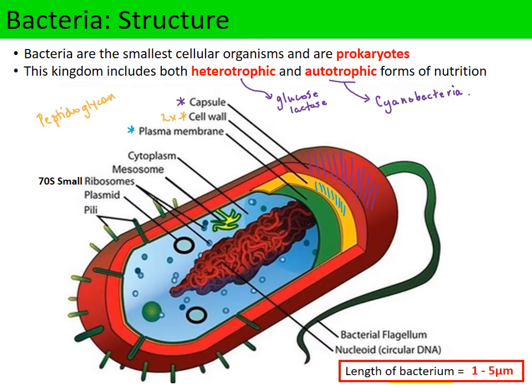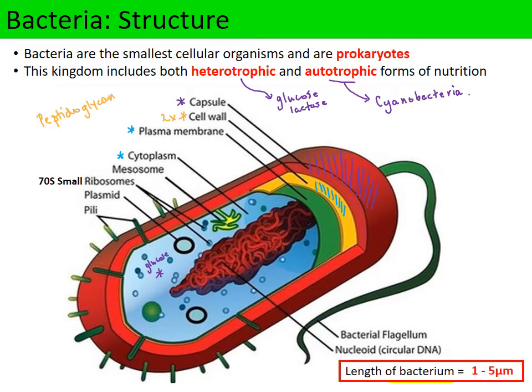Right, the cytoplasm then is the main fluid area within the cell, inside which we get many different enzymes that catalyze many different biochemical reactions. So for example, glucose will be broken down through glycolysis in the cytoplasm of the bacterial cell. So all the enzymes for those reactions are located there.